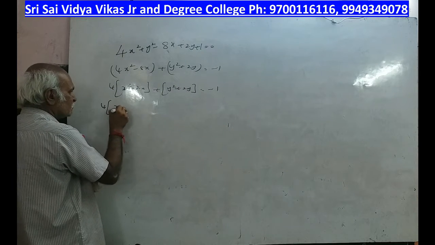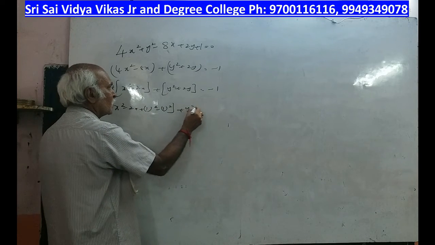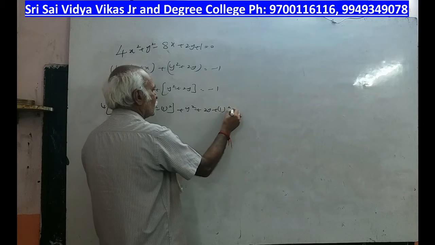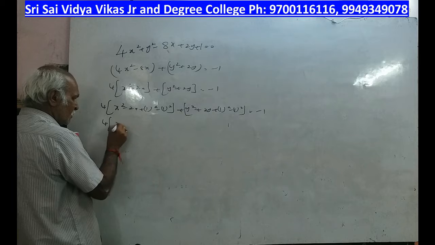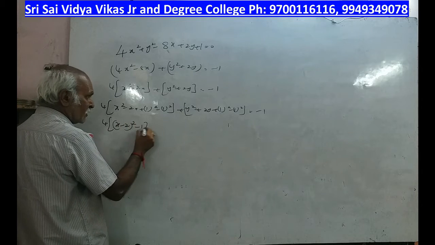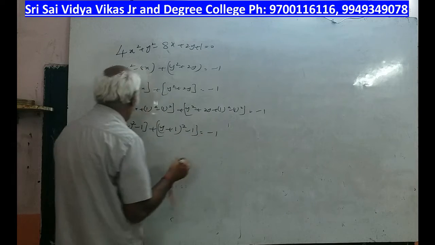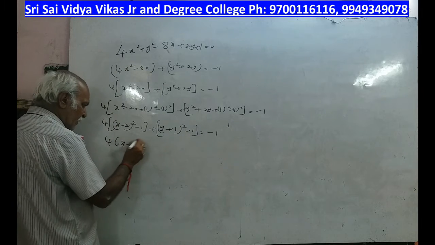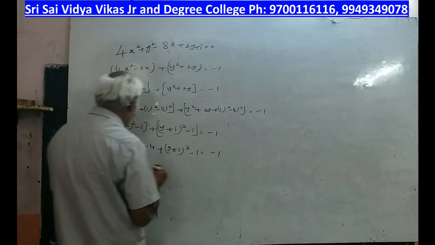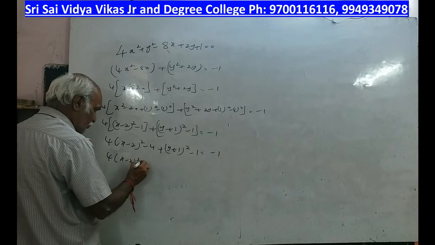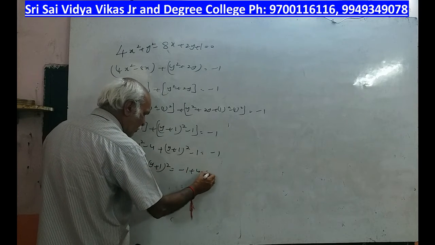So in the bracket, (x − 1)² − 1², and (y + 1)² − 1² is equal to −1. Open the bracket: 4 into (x − 1)² − 4 plus (y + 1)² − 1 is equal to −1. So 4(x − 1)² + (y + 1)² is equal to −1 + 4 + 1. How much we get?